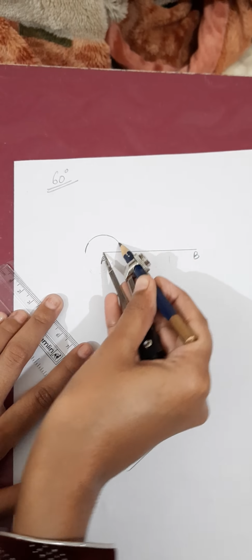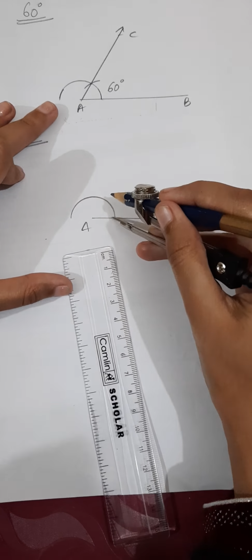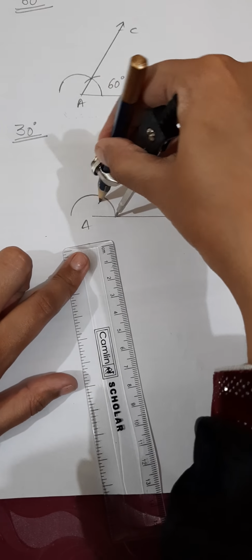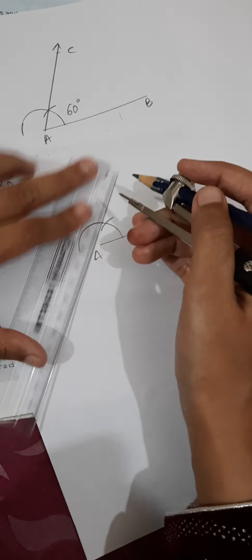AB, take a semicircle like this, and from this point draw an arc of 60 degree. This is 60 degree. I have drawn 60 degree. But now I have to draw the 30. 30 is half of 60 degree. 30 is the half, that means angle bisector.